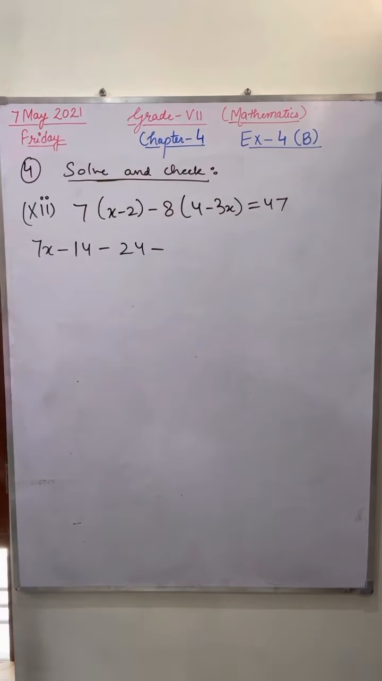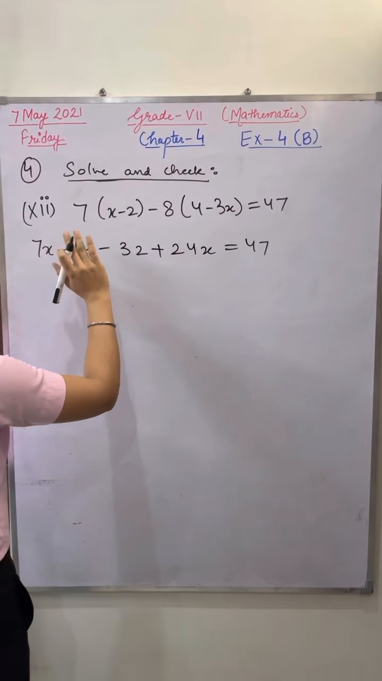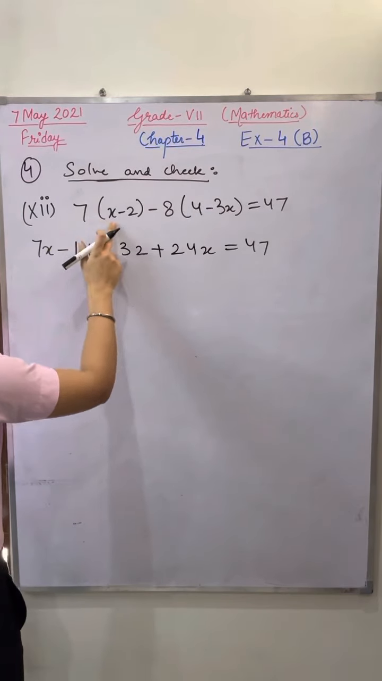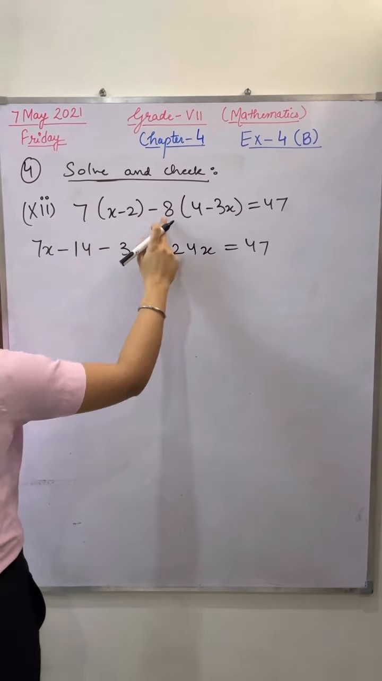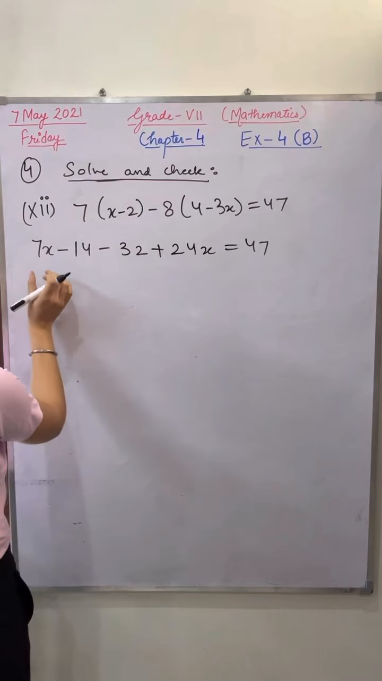Priyansh Joshi, I'll ask you. Just give me a minute. You have to multiply. I have just opened the bracket. 7 into x, 7x, minus 7 2s are 14, minus 8 4s are 32, plus 8 3s are 24x, is equal to 47 as it is. Now first of all simplify the terms.